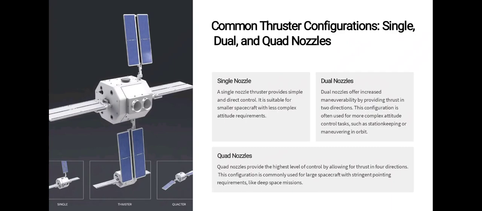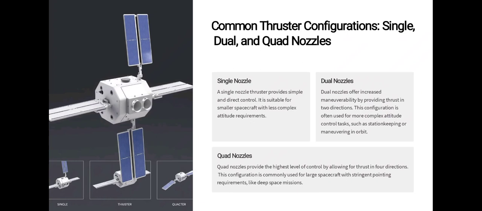Common thruster configurations. Single, dual, and quad nozzles. Single nozzle. A single nozzle thruster provides simple and direct control. It is suitable for smaller spacecraft with less complex attitude requirements.